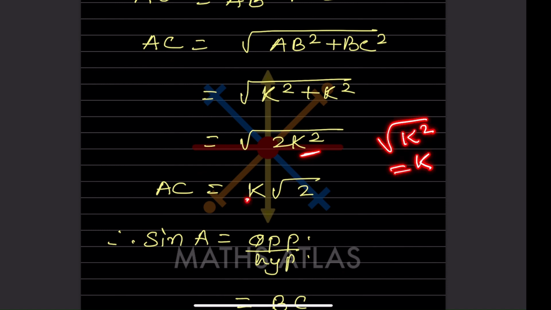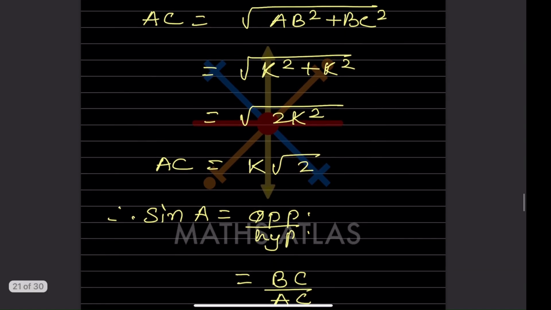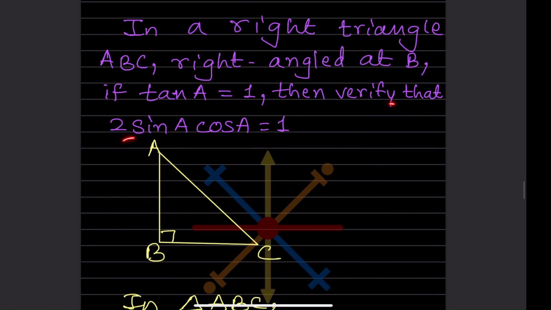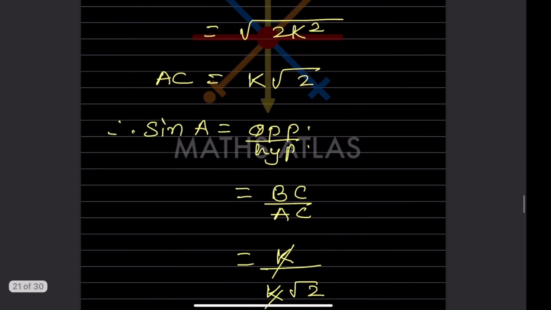So K will go out of the root and you will get root 2. 2 will be inside the root. So this we got as AC, we got as K root 2. So now what did they ask here? Verify that 2 sine A cos A is 1. So let us find the value of sine A first and then the cos A.